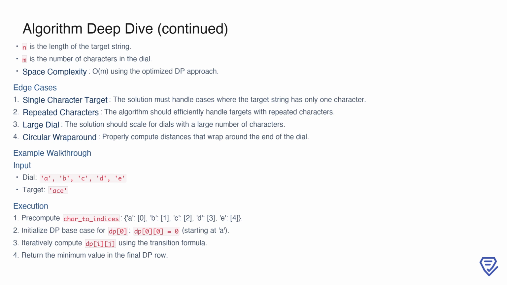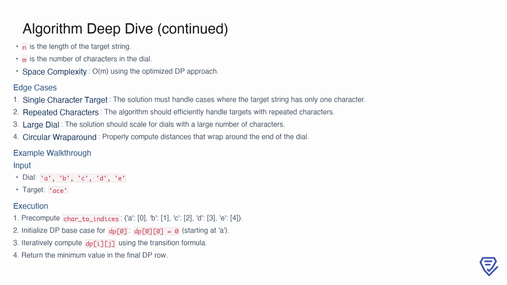The time complexity of the solution is O(n * m), where n represents the length of the target string and m represents the number of characters in the dial. This arises because, for each character in the target string, we must evaluate all possible positions on the dial. The space complexity is reduced to O(m), by storing only two rows of the DP table at any given time.